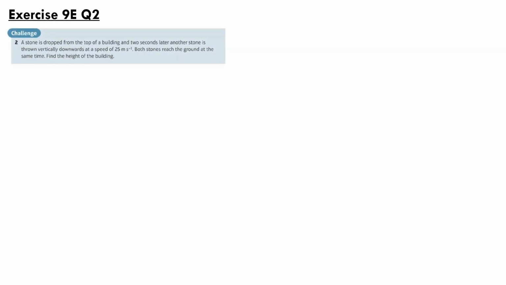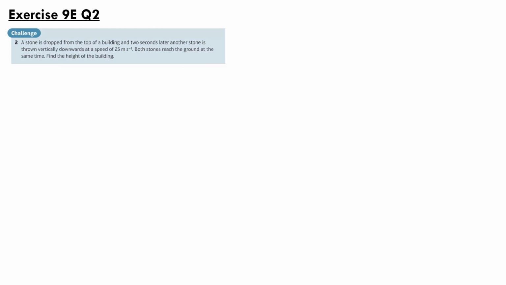Okay, and our second question from exercise 9E. A stone is dropped from the top of a building and 2 seconds later another stone is thrown vertically downwards at a speed of 25 meters per second. Both stones reach the ground at the same time. Find the height of the building.